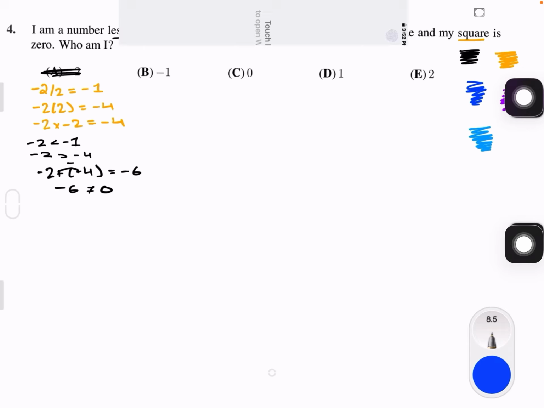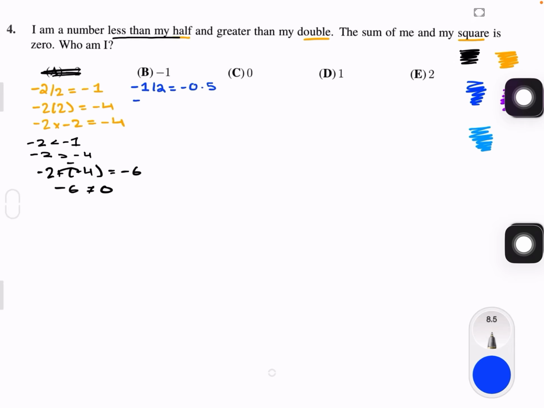Next, let's look at B. So we're going to follow the same thing. So we're going to do -1 divided by 2, which is equal to -0.5. We can do -1 times 2, which is equal to -2. And then -1 times -1, which is equal to -1.